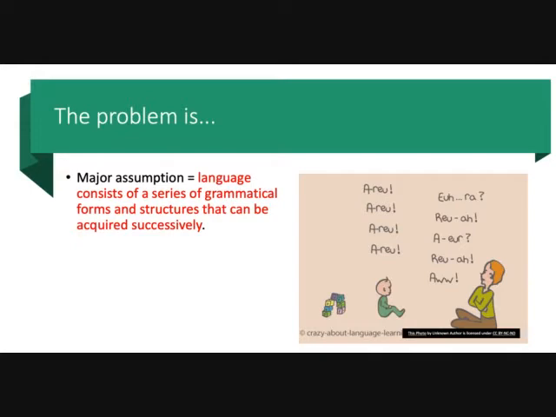This assumption is that language consists of a series of grammatical forms and structures, right, that can be learned and acquired successively. So you start off by learning the simple present tense, and then you move on to the simple past tense, and then you move on to the future tense, and then you move on to the progressive tenses. Well, it's not exactly the way that our brains work.